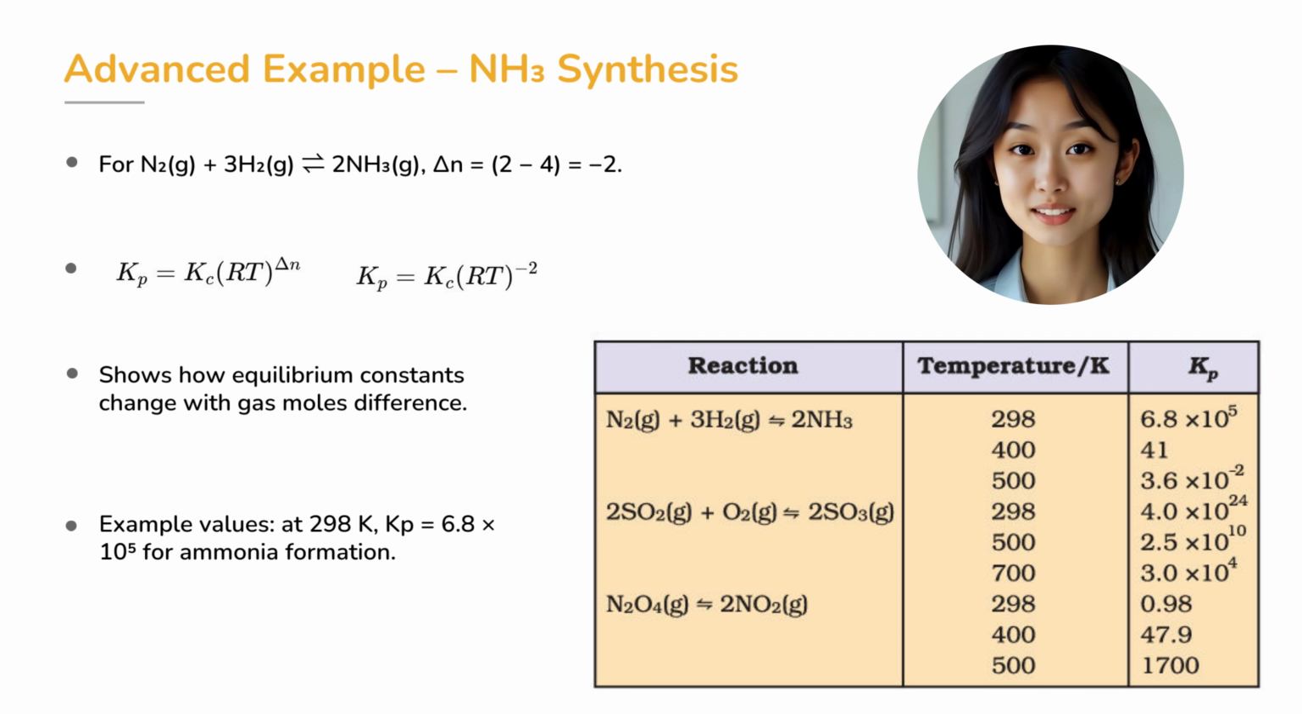The balanced reaction is nitrogen gas plus 3 hydrogen gas molecules giving 2 ammonia gas molecules, written as N2 gas plus 3 H2 gas gives 2 NH3 gas. Here, delta N equals 2 minus 4, which is negative 2. So Kp equals Kc times RT to the power minus 2. This means that under the same conditions, the value of Kp will be numerically smaller than Kc. For example, at 298 Kelvin, the value of Kp for ammonia formation is 6.8 times 10 to the power 5. These kinds of calculations show how pressure and concentration are linked in gaseous equilibria.